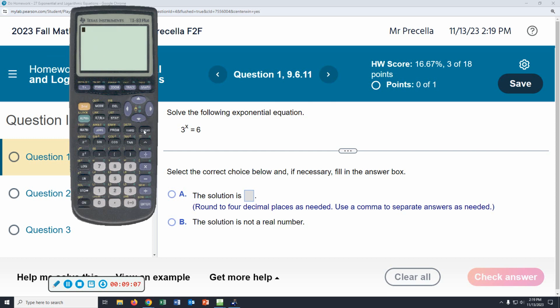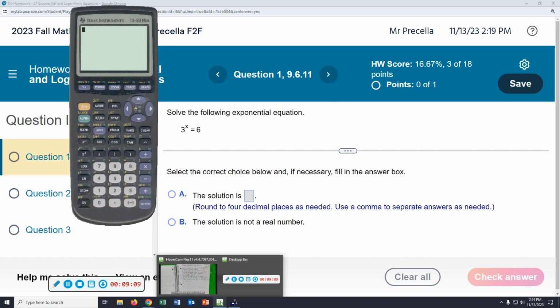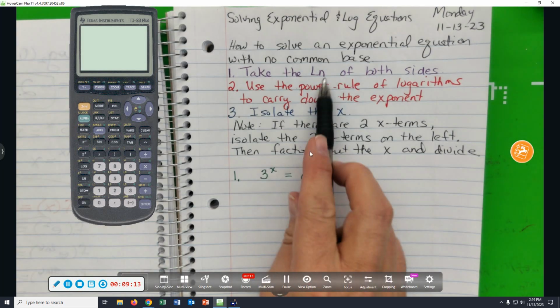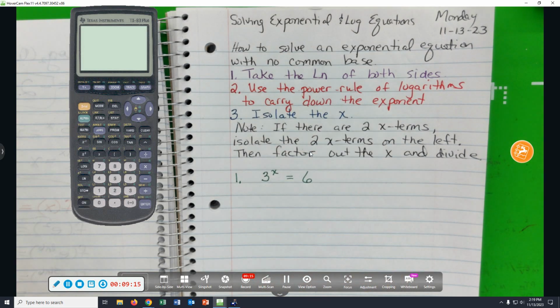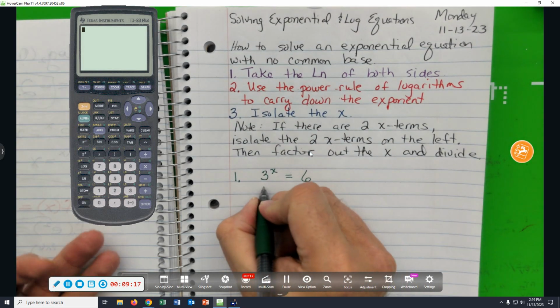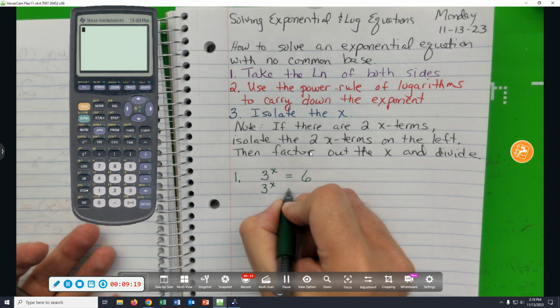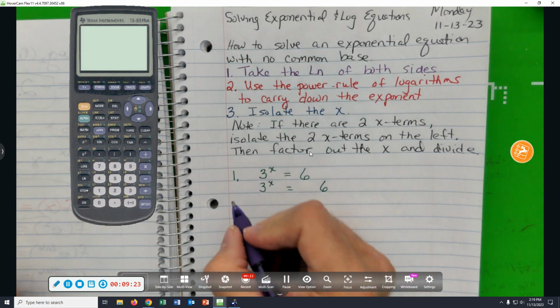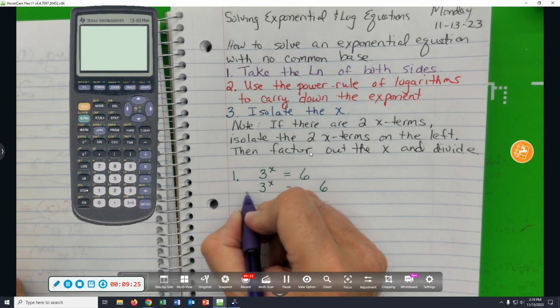But let's follow through those 3 steps I was saying here. Okay, take the natural log of both sides. I'm going to rewrite this, spreading it out a little, and I'm going to put a ln in front of each side.